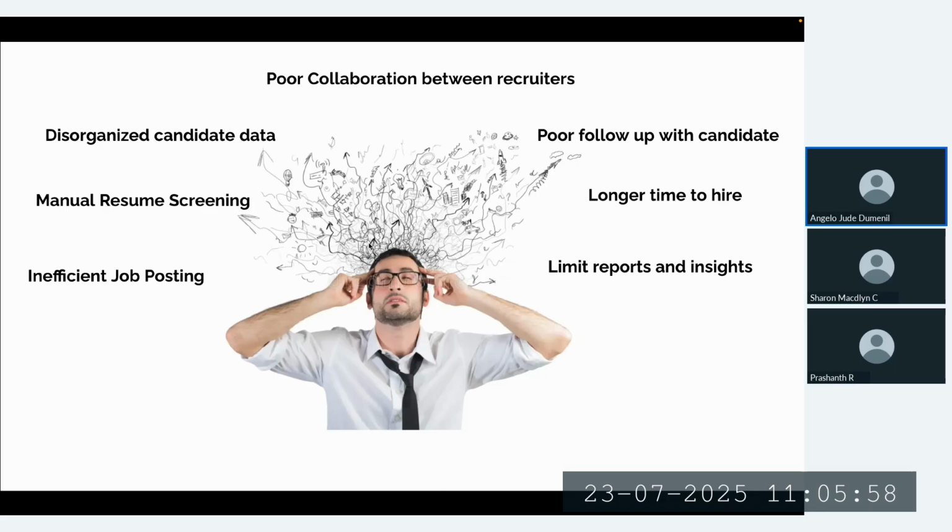There was a poor collaboration between recruiters because if one recruiter was absent, the other wasn't able to follow up with the candidate. There was no proper email communication between the recruiter and the candidate, as well there was no record. This led to a poor follow-up with the candidate and in turn increased the time to hire. There was limited reports and insights due to the distinct nature of job postings. So John was looking into a specific system where he can manage his hiring process and employee management as well.